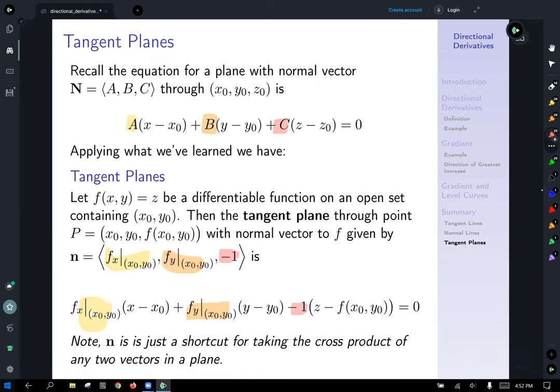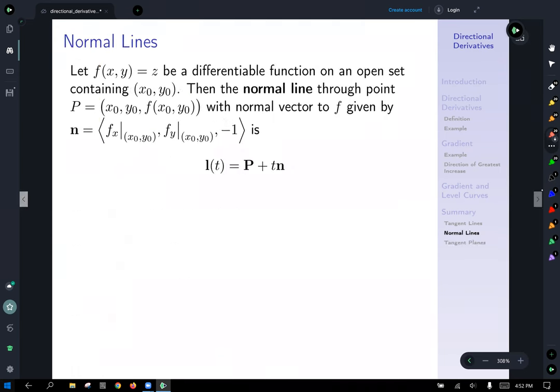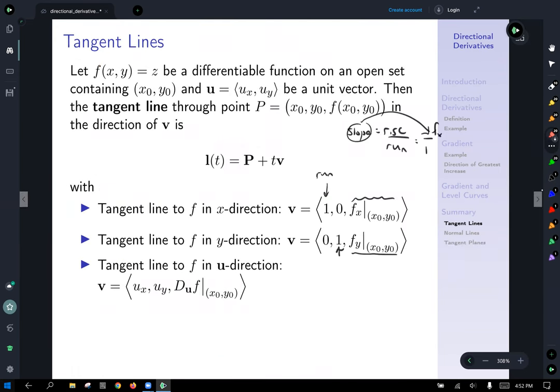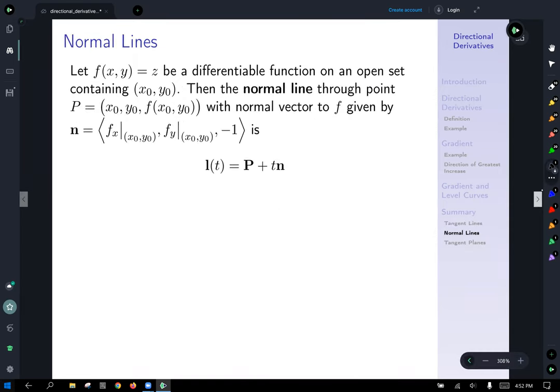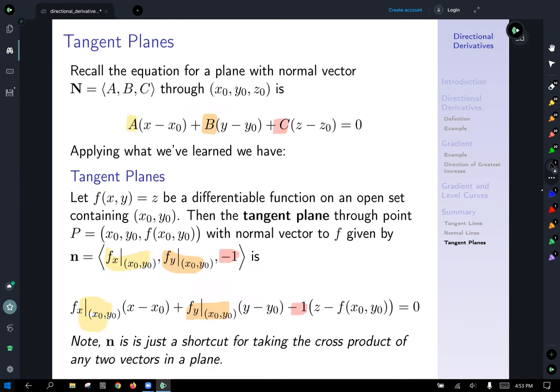Why is it that way? Well, the format of n here is what you're going to get if you take the cross product of those vectors shown over here. If you take the cross product of t sub x and t sub y, you'll end up with this n vector. And that's it. That's the end of our discussion about directional derivatives.